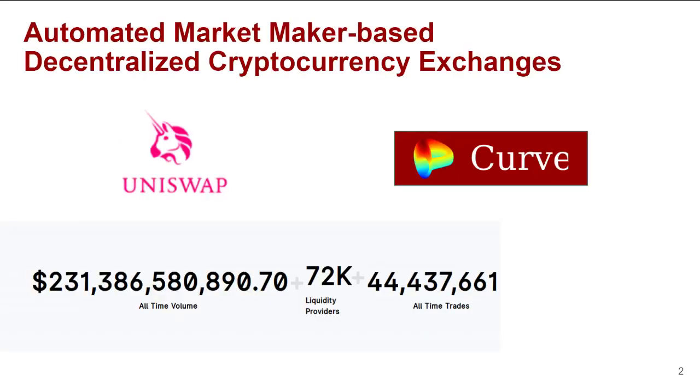There's really an ongoing revolution happening in decentralized finance, in particular cryptocurrency exchanges that are built on top of what are called automated market makers. Two examples of such AMM based decentralized cryptocurrency exchanges are Uniswap and Curve. To give you an idea of how significant they are, Uniswap has reported that something like 44 million trades have taken place on this decentralized exchange with a total volume over all time of about $231 billion.